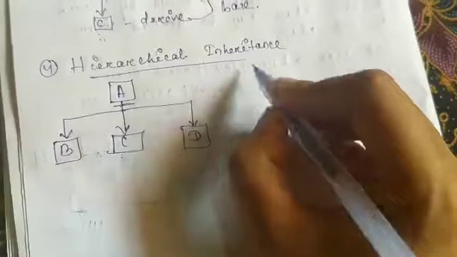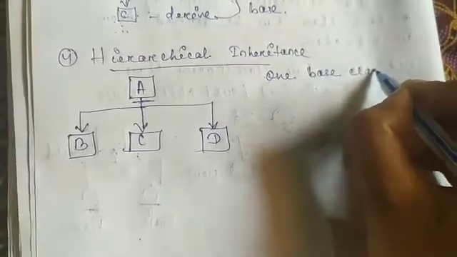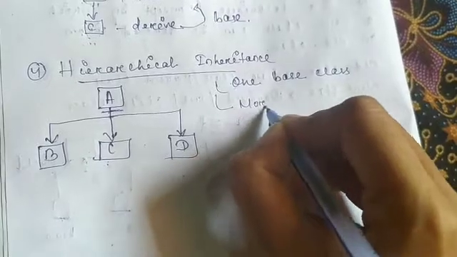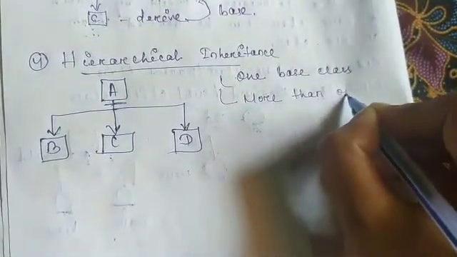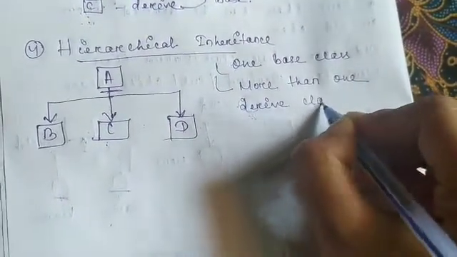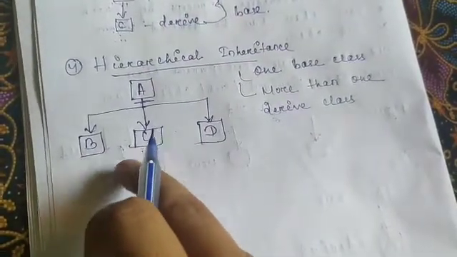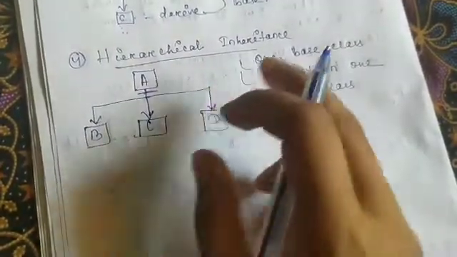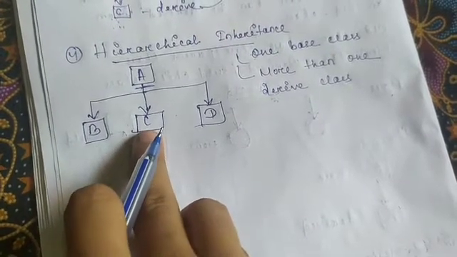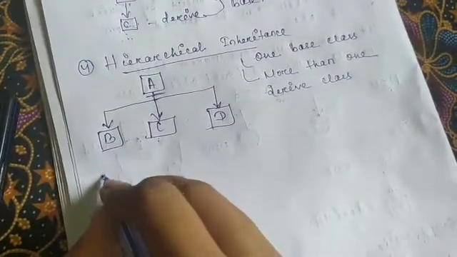Here there is one base class and more than one derived class. It is just the opposite of multiple inheritance. In multiple inheritance there are multiple base classes but one derived class, but here there is one base class and multiple derived classes.